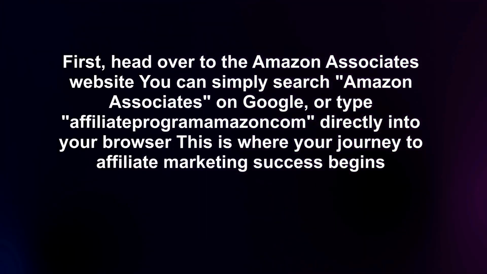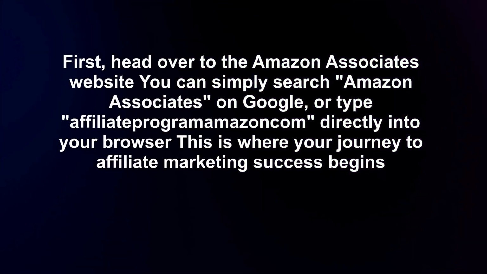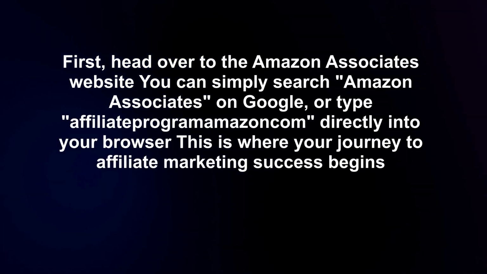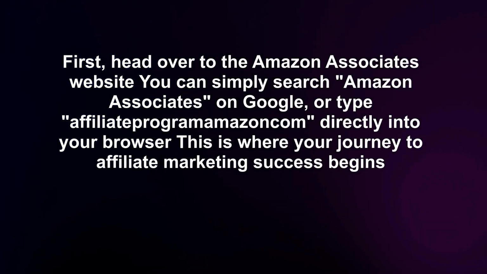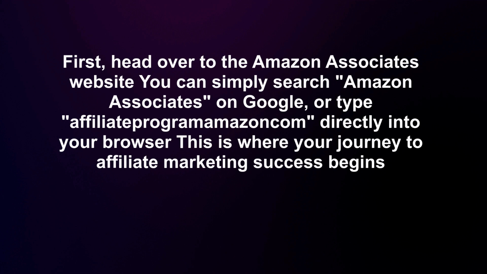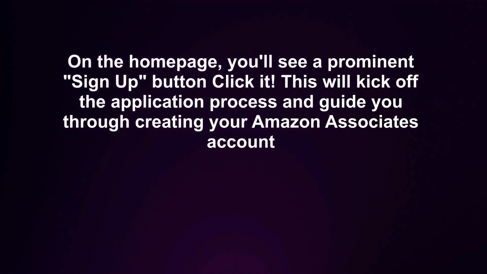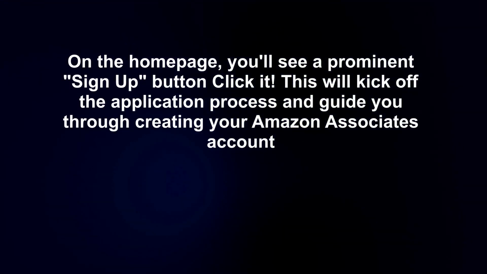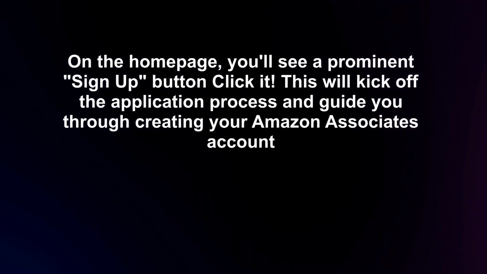First, head over to the Amazon Associates website. You can simply search Amazon Associates on Google or type affiliate program directly into your browser. This is where your journey to affiliate marketing success begins. On the home page, you'll see a prominent sign up button. Click it. This will kick off the application process and guide you through creating your Amazon Associates account.